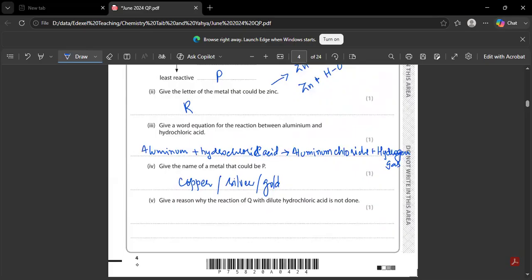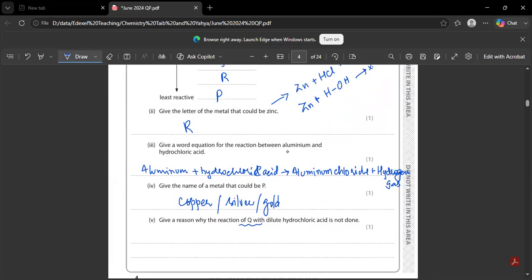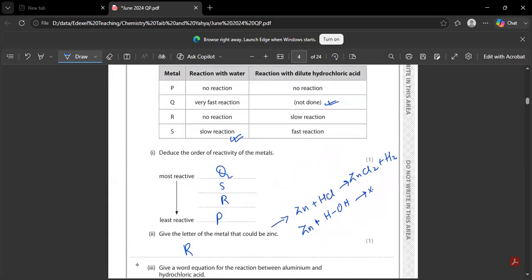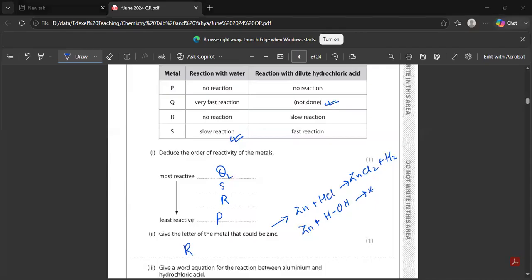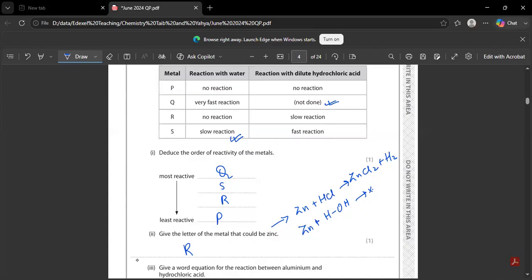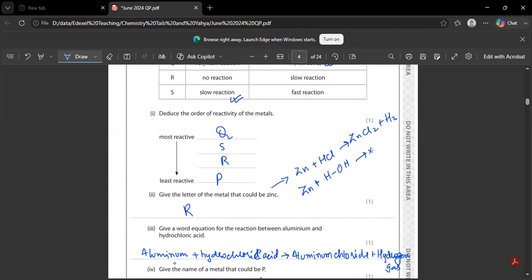Give a reason why the reaction of Q with dilute hydrochloric acid is not done. Q is reacting very fast with water, right? But it is not done with hydrochloric acid. What could be the reason that it's not done? Do you think it is vigorous? Yes, explosive, the reaction becomes too fast. Yeah.